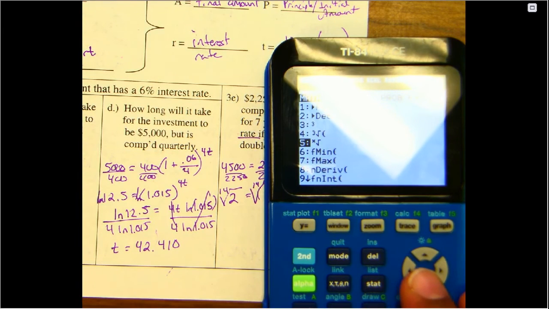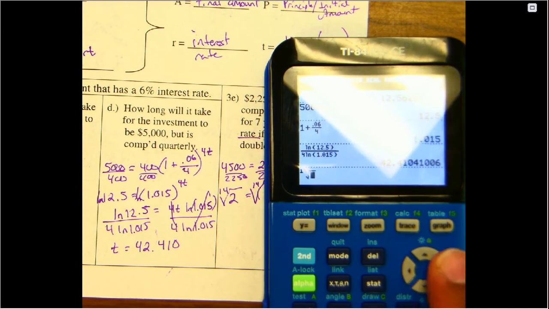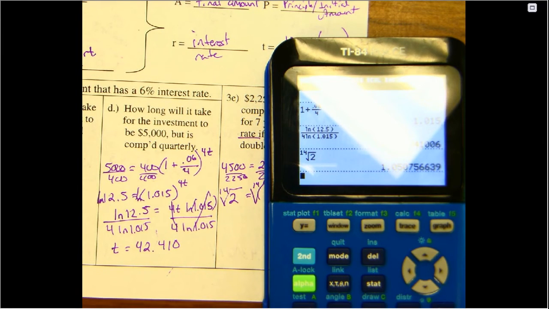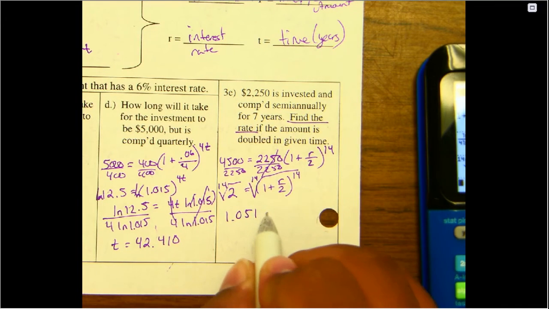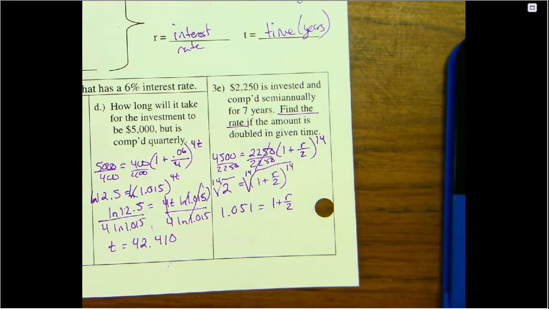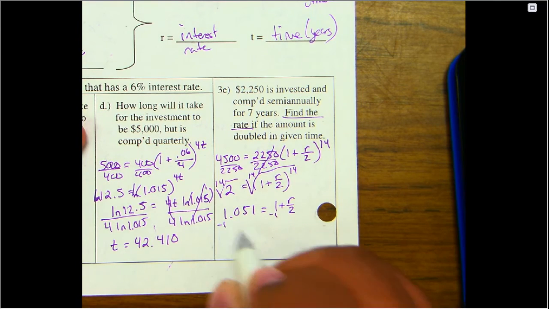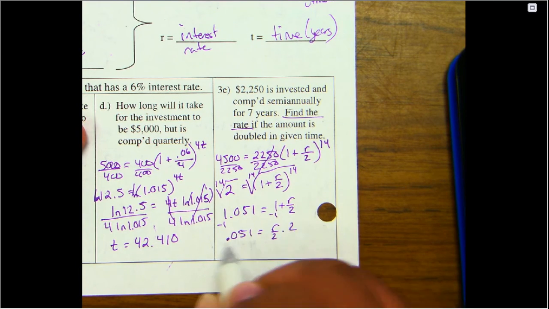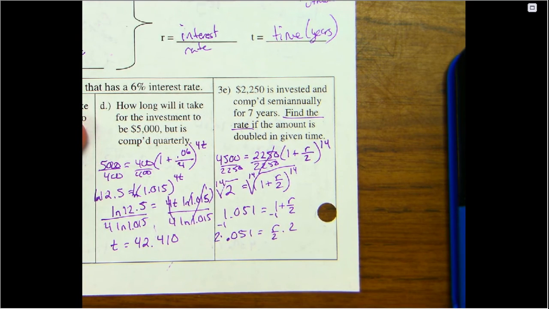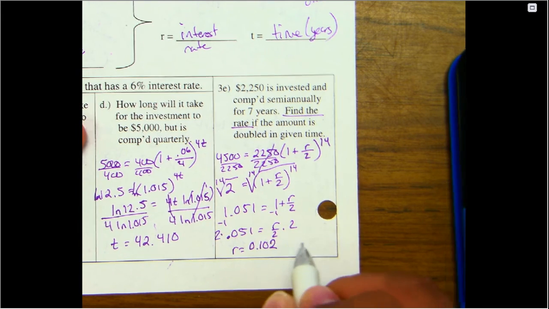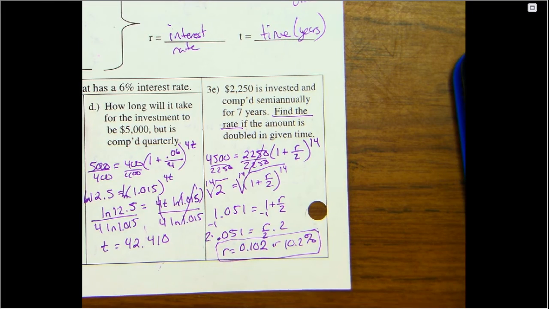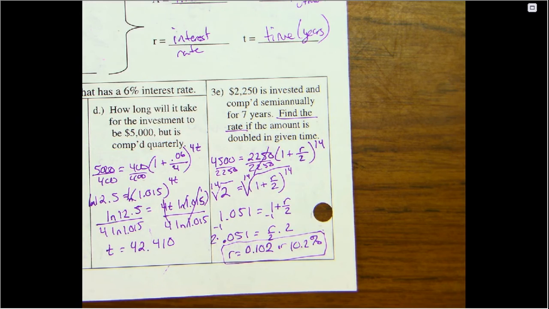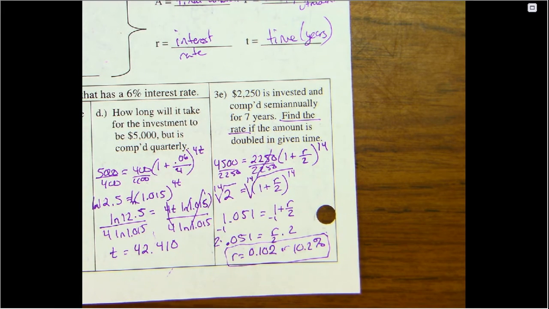Listen, go to your calculator, hit math and then number 5. So it's 1.051. So what are we going to do? Subtract 1. Multiply by 2. So about 10.2%. And that's your answer for that one. Okay. Questions about that?